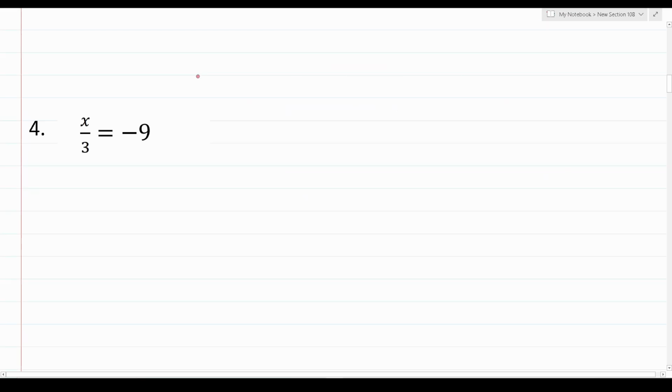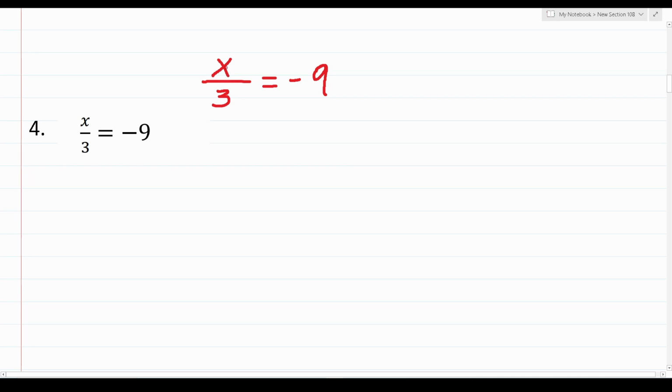All right, so as we can see, number 4 says x over 3 equals negative 9. So let's go ahead and copy this one off to the side. We have x over 3 equals negative 9. Remember, our goal is to find a value of x that makes this equation true. And according to our method, we're going to use addition, subtraction, multiplication, and division in order to do so.